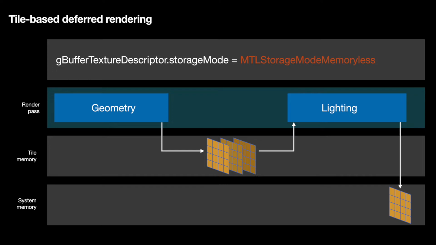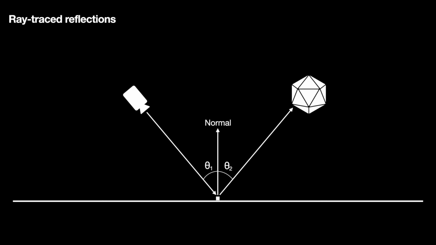This feature allows us to avoid storing G-buffer data in system memory between the first and the second render passes. Thus, a deferred lighting renderer is implemented within a single render pass. System memory does not need to be allocated for a G-buffer, and each of these textures is declared with a memoryless storage mode. The next rendering technique is ray tracing.